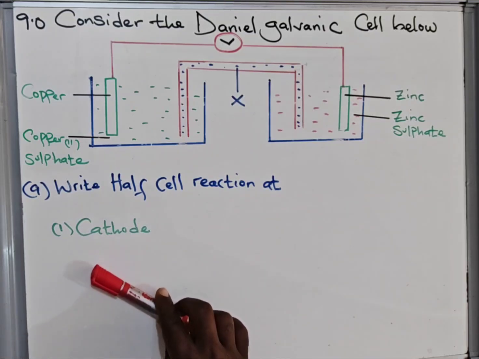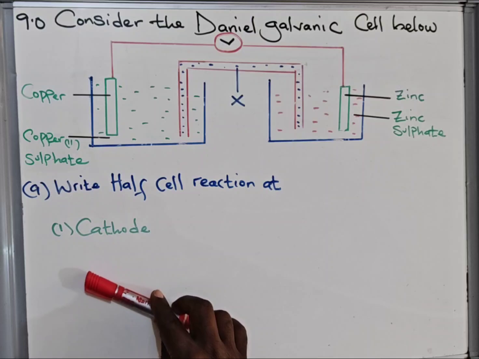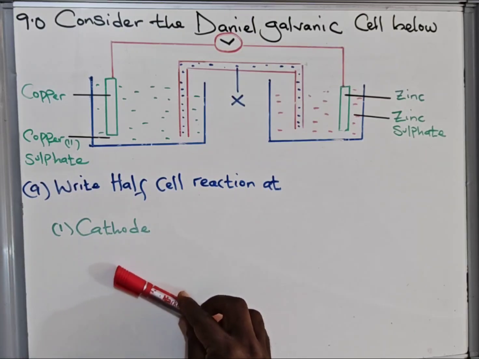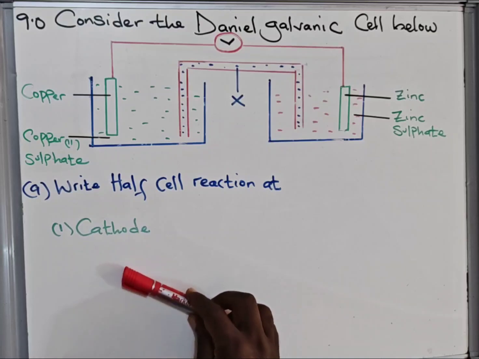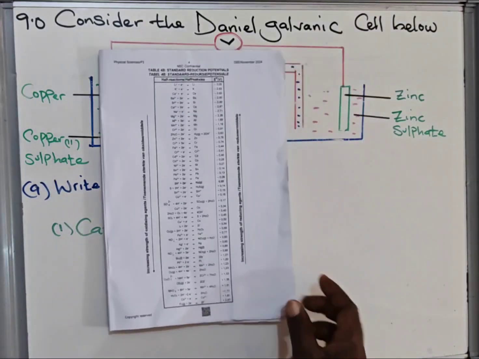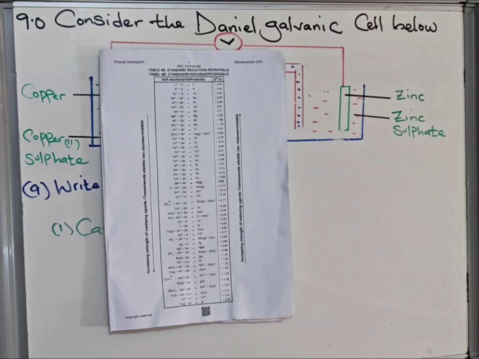Okay, how do we start with this? What do we do? Where do you look? In this case, the most important aspect is to find out which one is the cathode and which one is the anode. Before you proceed, that's the most important aspect. You need to identify which one is the cathode and which one is the anode. To do that, we use Table 4B, which to me is the most suitable one.